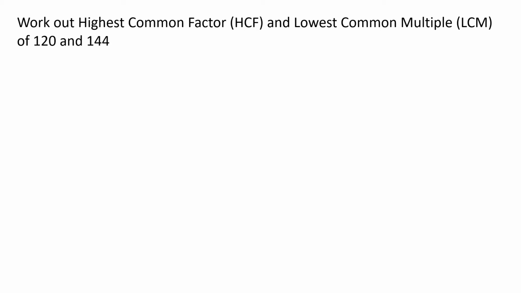Hello. In this video, we're looking at working out the highest common factor and the lowest common multiple of 120 and 144. Let's go. So we're going to do the factor tree for 120 and 144.